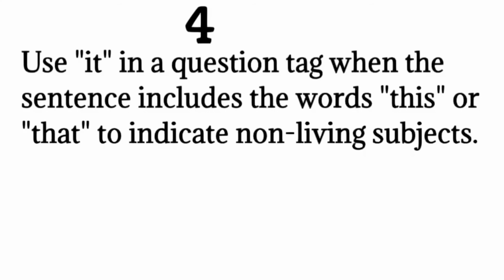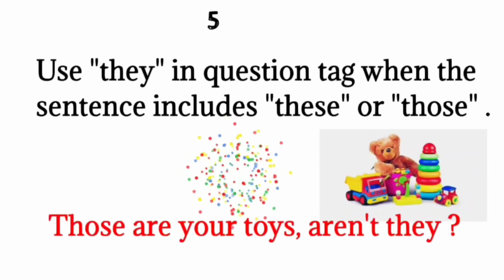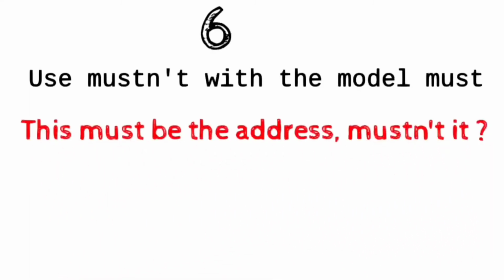If the sentence begins with these or those, we will use they as the subject in the question tag. Example, these are pencils. So the tag will be aren't they? Next one, use mustn't with the modal must. Must is a modal auxiliary verb. For must, we will use mustn't in the question tag. This must be the address, mustn't it?